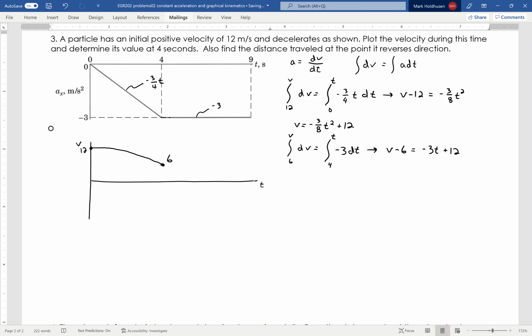Okay, and from that, I get my velocity equals -3t plus 18. So when t equals 4, my value becomes 6. When t equals 9, my value becomes -9. And it's just a straight line on this one, so that'll look something like this. For what it's worth, this line crosses over when t equals 6. That's when the velocity equals 0.